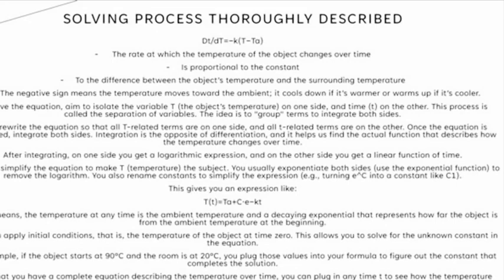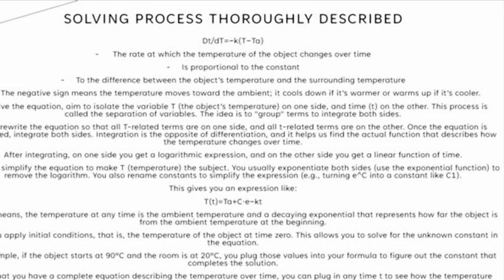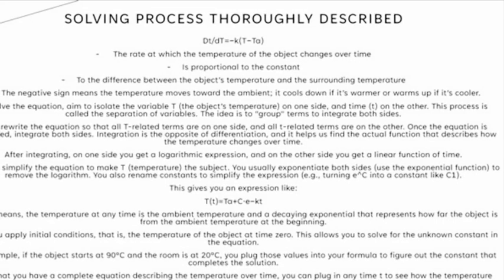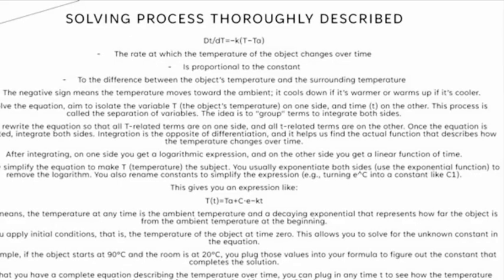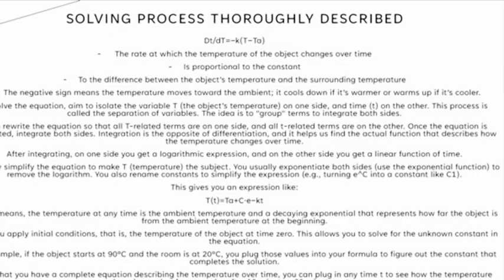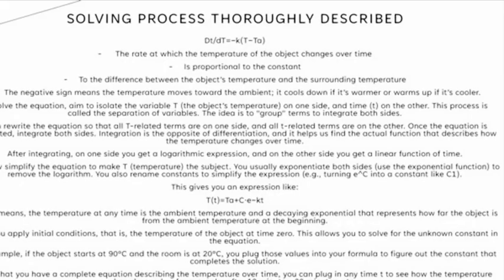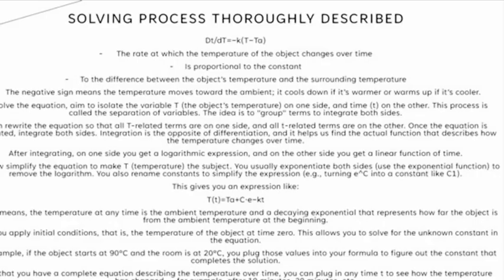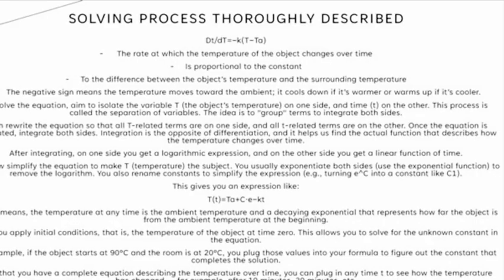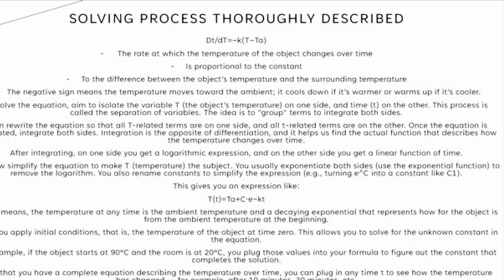For an example, if the object starts at 90 degrees and the room is at 20 degrees, you plug those values into your formula to figure out the constant that completes the solution. Now that you have a complete equation describing the temperature over time, you can plug in any time t to see how the temperature has changed. For example, after 10 minutes and 30 minutes.